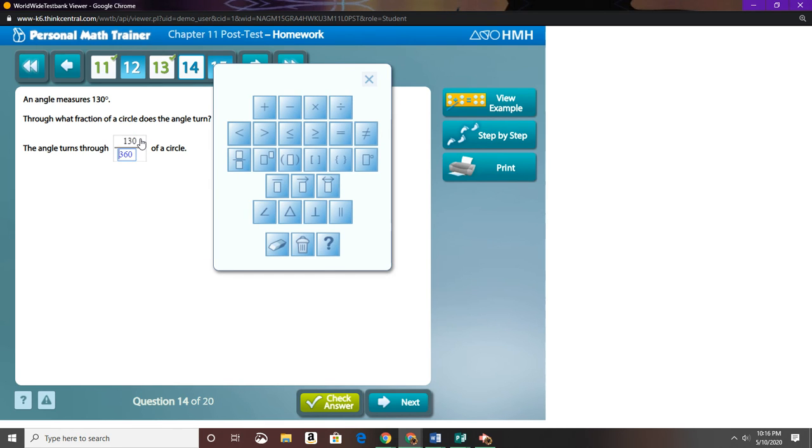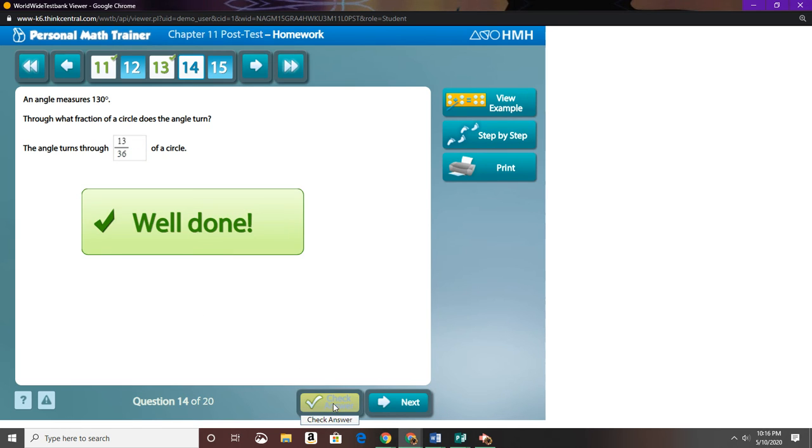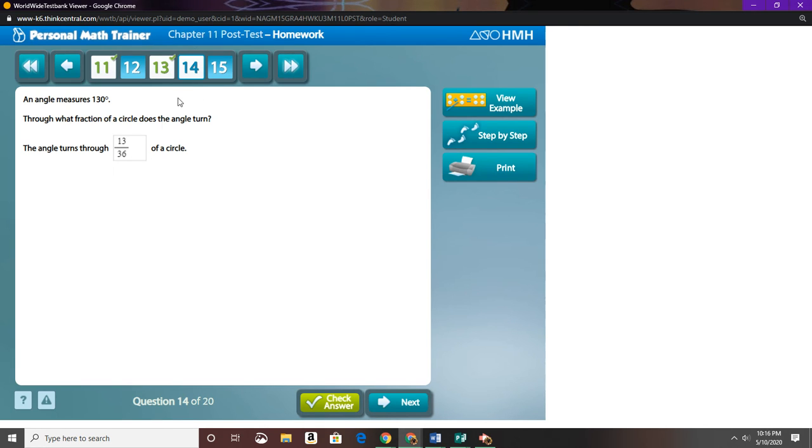So let me try that. 13/36ths of a circle. There, I'm dividing by 10/10ths to get that. It does still give me credit. So it didn't matter if you did simplest form or not there. It should have given you credit for that either way.